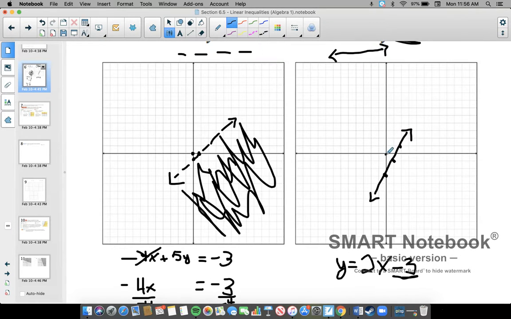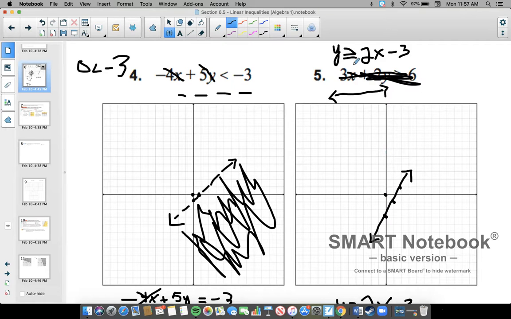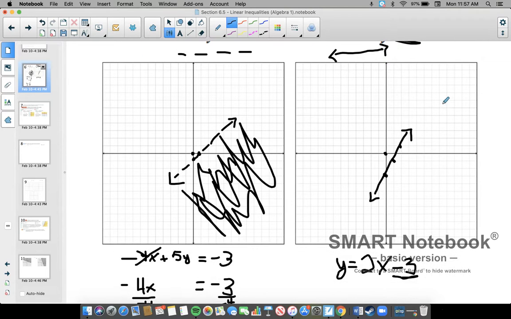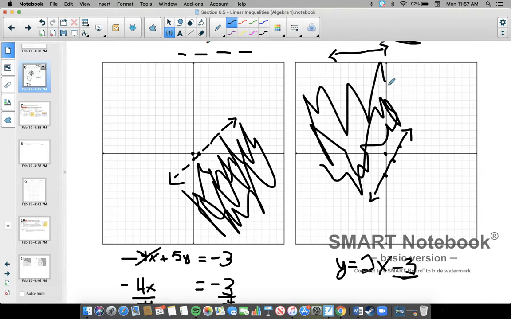Last step, test point. I'm going to use 0, 0 again. So 0 is greater than or equal to -3. When you plug in zeros for both, you get 0 is greater than or equal to -3. That is true. So I'm going to take this and shade that area because that's where the true statement was, showing that anything to this side of the line is my solution.